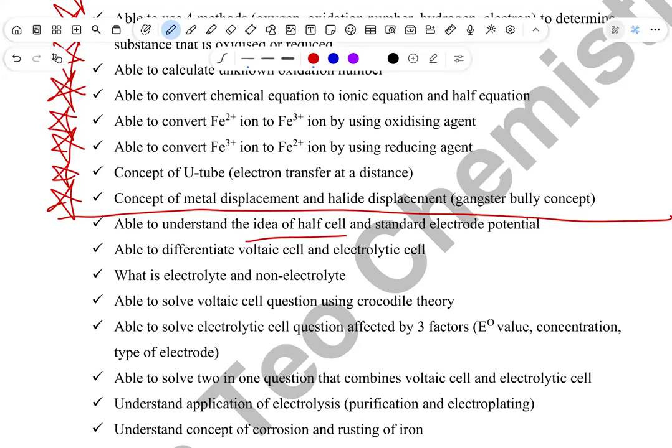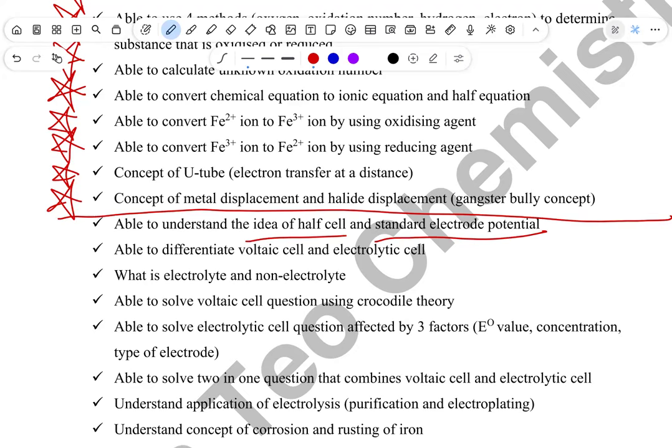When you put one metal in the same metal ion, that is called half cell. Example, you put magnesium metal in magnesium ion. You put aluminium metal in aluminium ion. That's called half cell. Half cell can produce electric. And the voltage produced by half cell is called standard electrode potential.